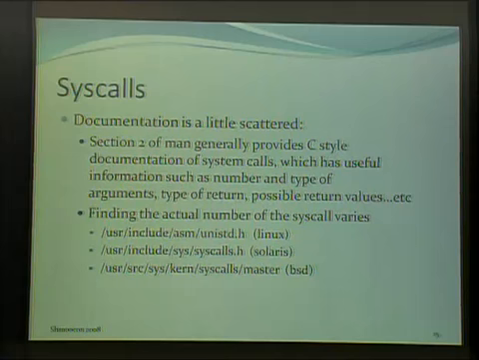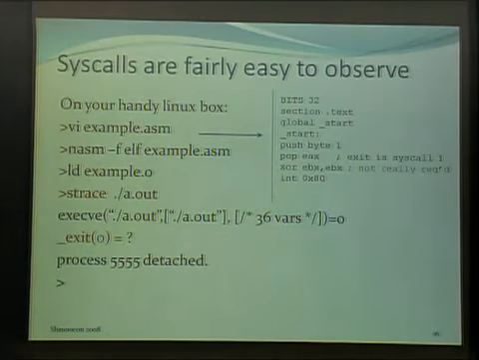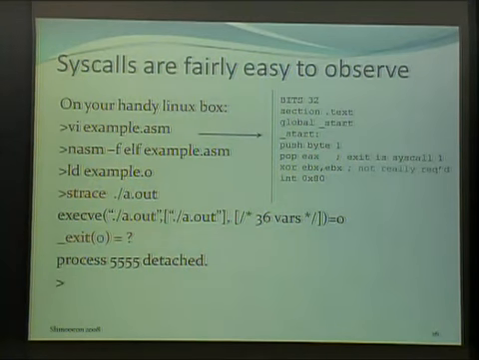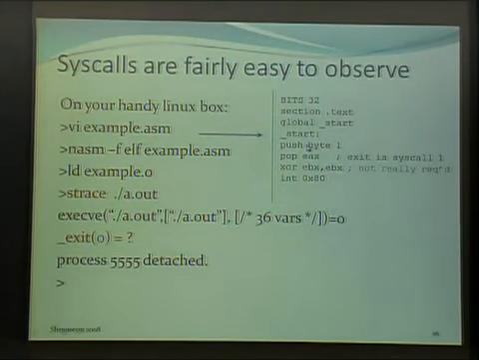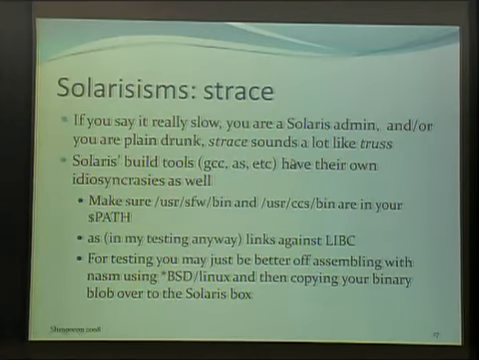You might have to follow your dependency tree and find them in there somewhere. All right, another kind of neat thing, syscalls are pretty easy to observe. So take out your handy Linux box, open up an editor, and type in this stuff over here you see on the right. So we have a 32-bit assembly. We have a single section, a single global symbol. We push the byte 1, we pop it into EAX because we know that exit is system call 1.